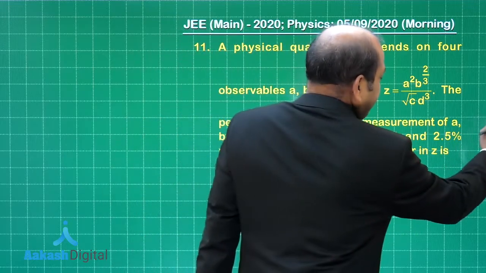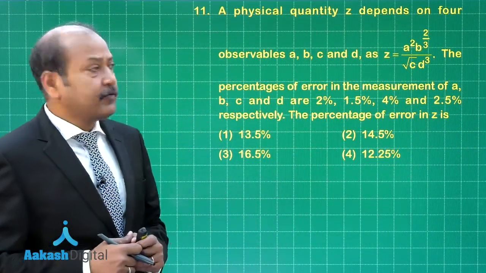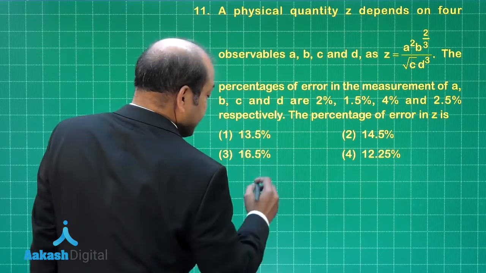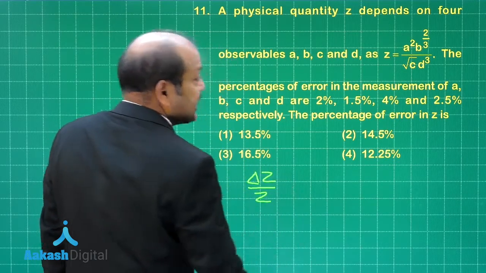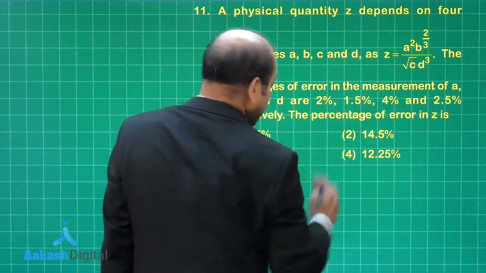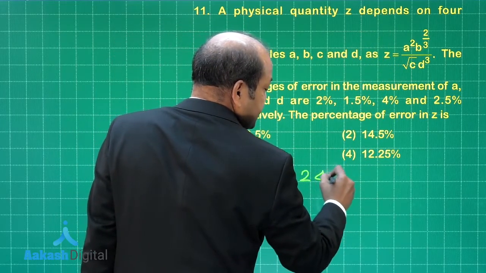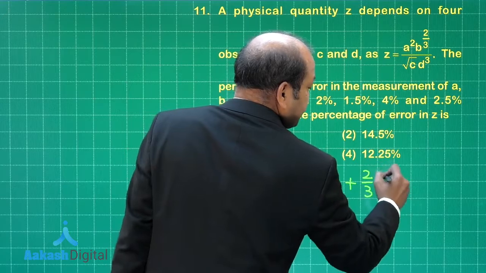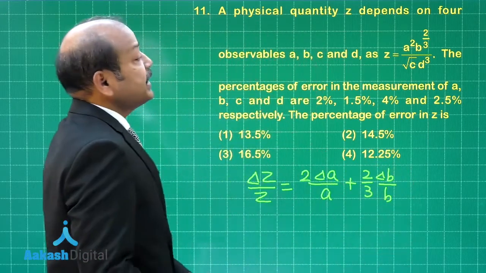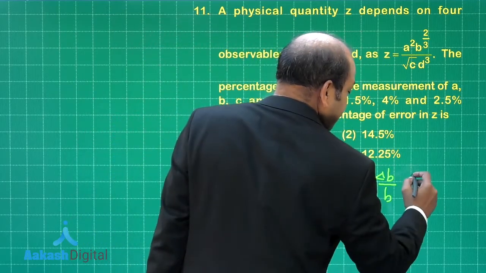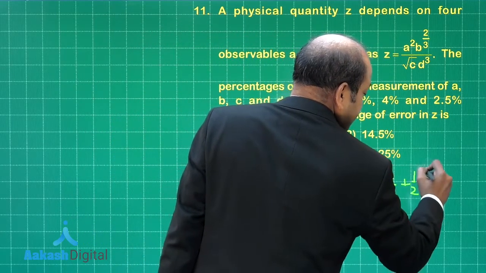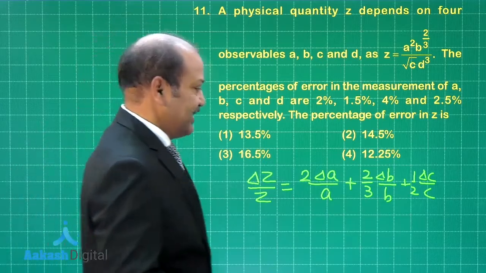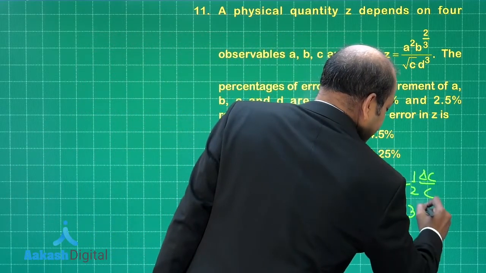Well, we can see that the errors are not very large, so we can apply the formula that relative error in Z, delta Z by Z, in this particular case is 2 times delta A by A, plus 2 by 3 times delta B by B, plus 1 by 2 times delta C by C, and finally plus 3 times delta D by D.